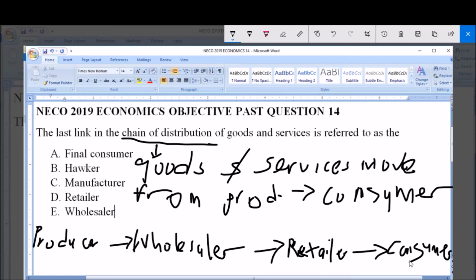Now you can see that the final link in this chain are the consumers, and for purpose of emphasis, sometimes you call the consumers the final consumers. So that is option A. Hence the correct answer is A, final consumer.